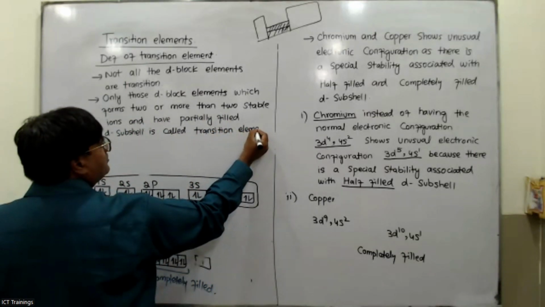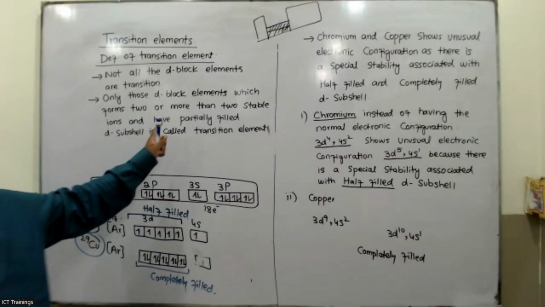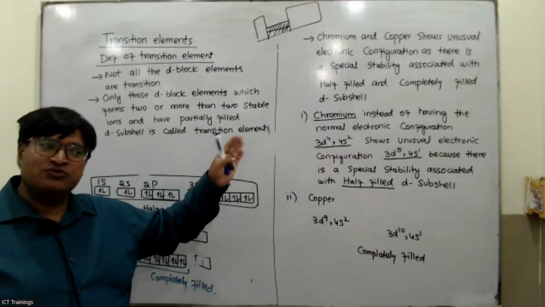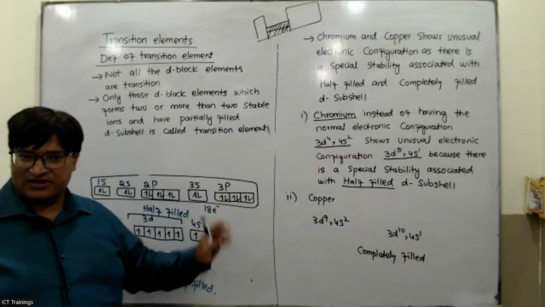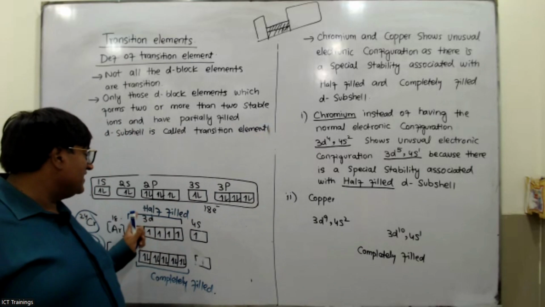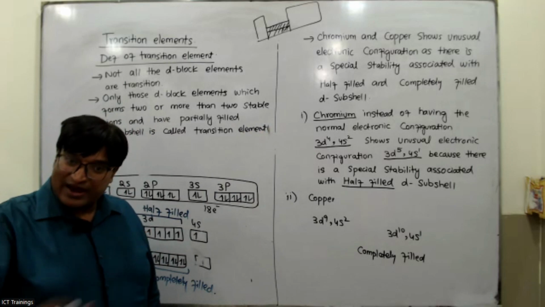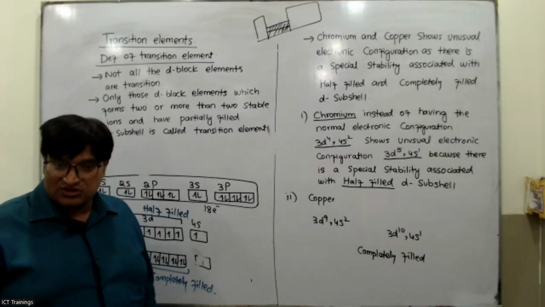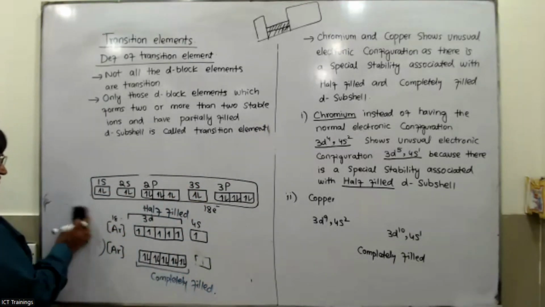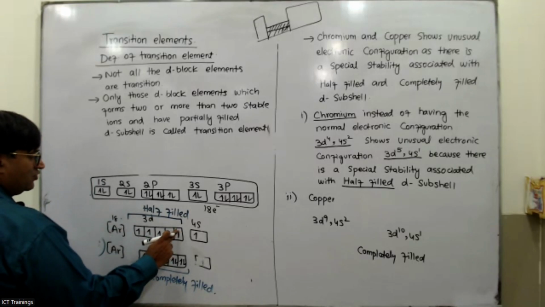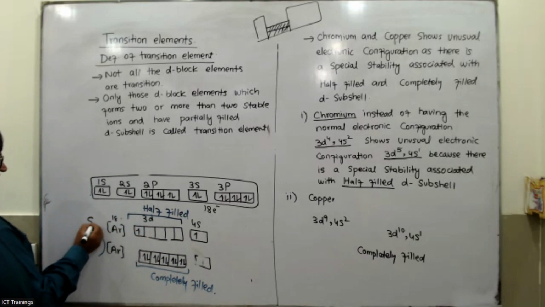Okay. So for transition elements, there are two conditions that should be fulfilled. The first condition is that it can form two or more than two stable ions, and the second condition is that it has a partially filled d subshell. Partially filled means that in the d subshell there should be at least one electron, so it is neither completely empty nor completely filled. Okay. Now two elements did not fulfill this definition. Look carefully at which two elements do not fulfill it. The first element is scandium.